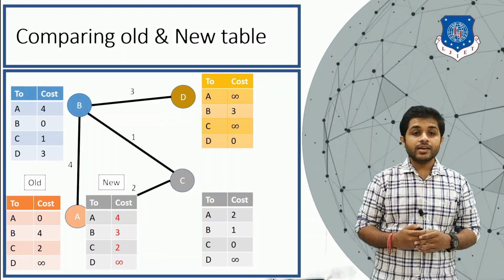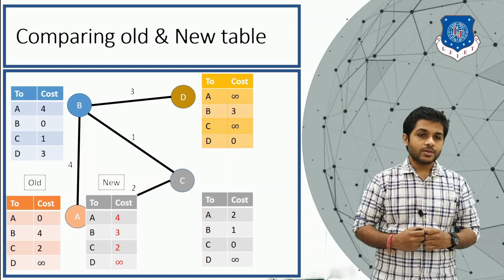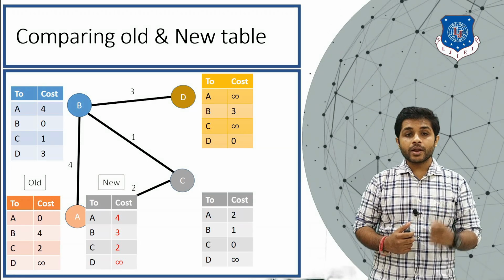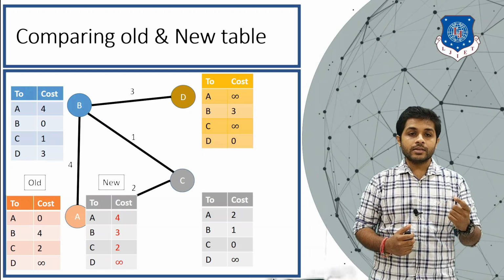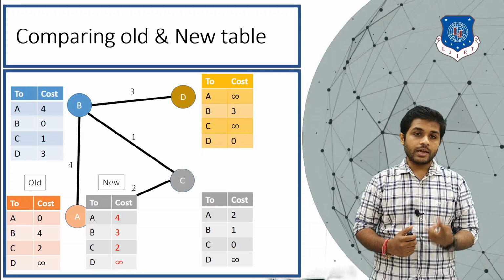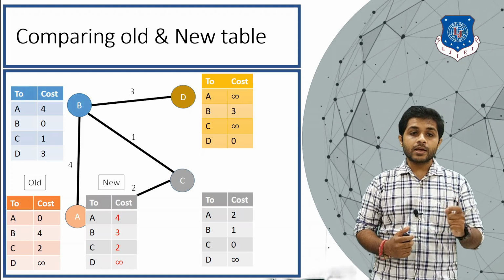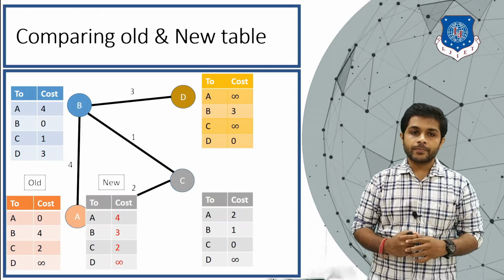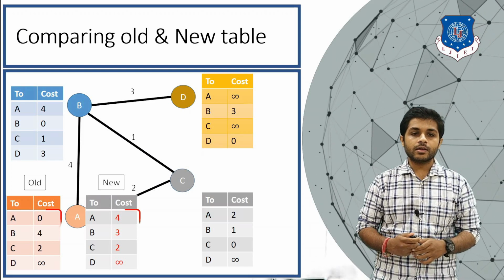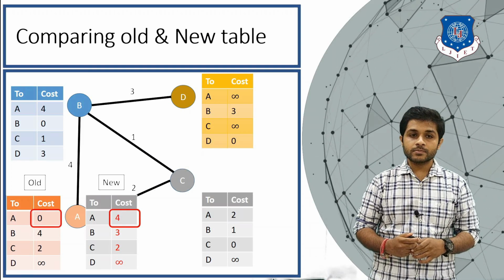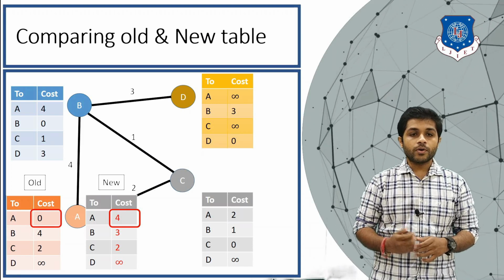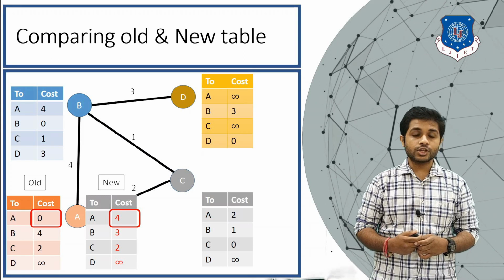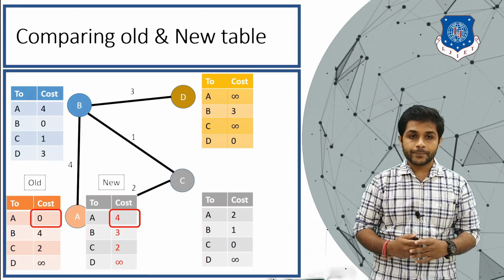After adding, A has 2 tables, the new table and the old table. And A will compare all the entries in the 2 tables. And after comparing, it will keep the least value and update its own table. So for example, it will compare the first entry, and the minimum value among these two values is 0. So it will not make any change to its own table.